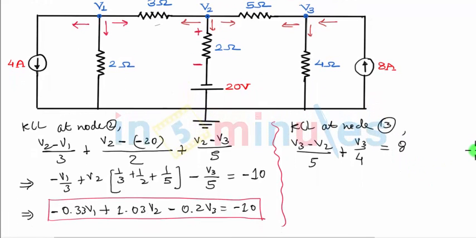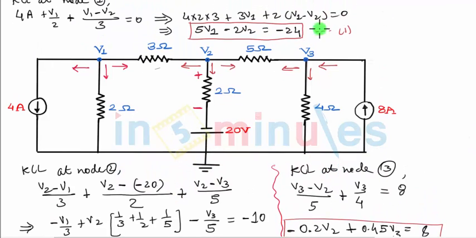This will be a very simple equation. You can see there is only one term for V2, which is minus V2 by 5. That will be minus 0.2 V2. And it will be V3 by 5 plus V3 by 4. That will be nothing but 0.45 V3 equal to 8. So that becomes my third equation.